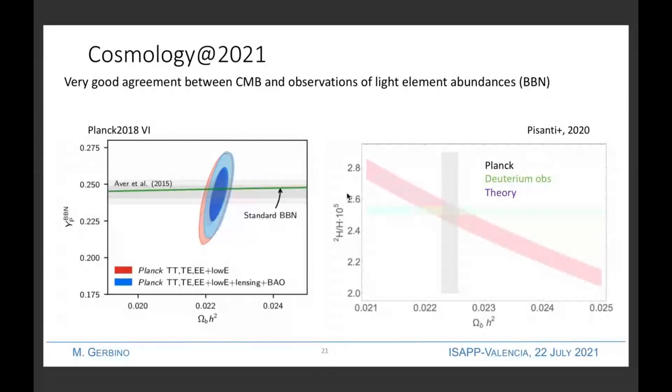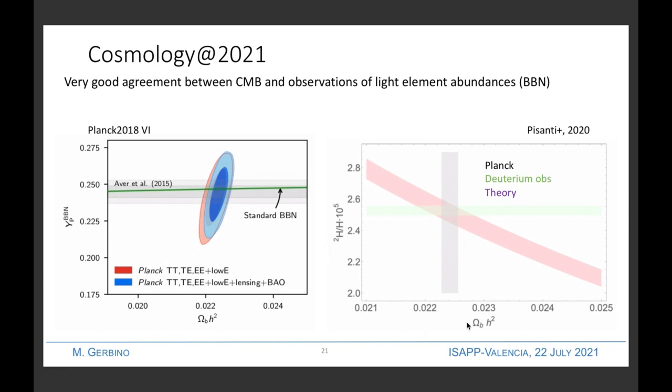We haven't discussed a little bit about BBN, but let me just say that the predictions on the abundance of light elements that we can obtain from CMB observations are in perfect agreement with the astrophysical observations of the light element abundances. In particular, the plot on the right is showing the abundance of primordial deuterium against the abundance of baryonic matter.